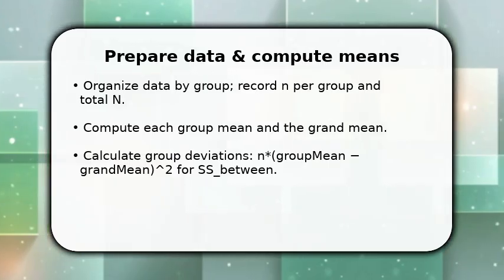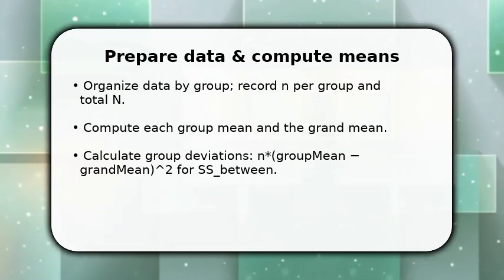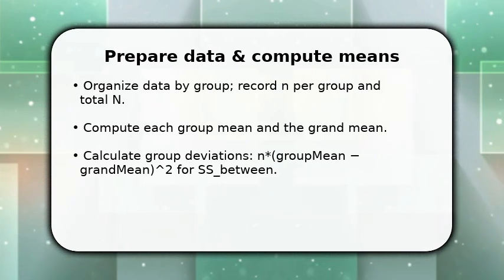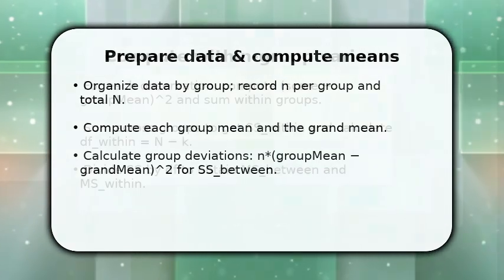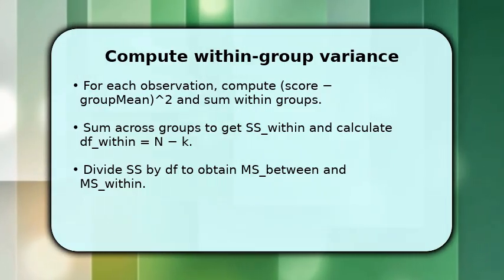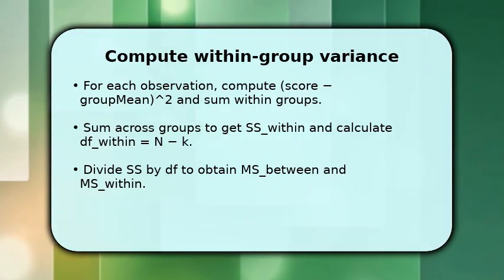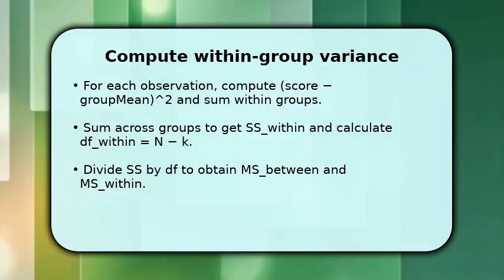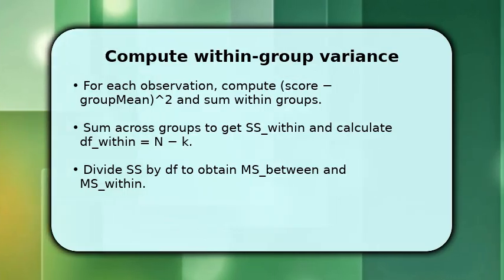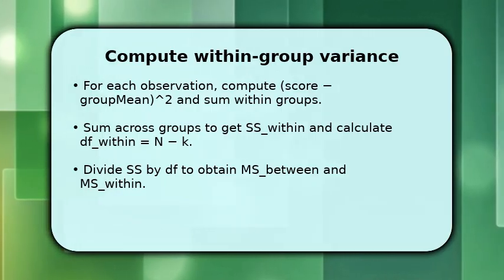Do this now because SS between quantifies how much group centers differ. Once done, sum those contributions to obtain SS between and note the degrees of freedom for the numerator. You now quantify variability inside groups by subtracting each group mean from each score, squaring those differences, and summing them within each group. Once done, sum across groups to obtain SS within. This captures random error and individual variation, which is why it's essential to contrast it with SS between.